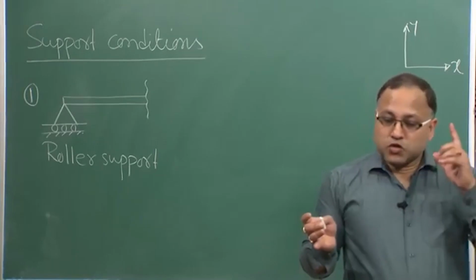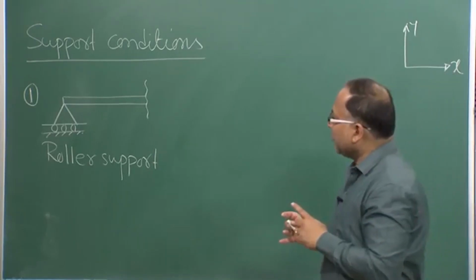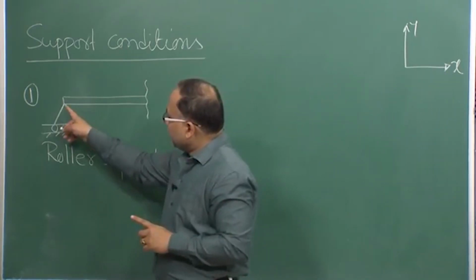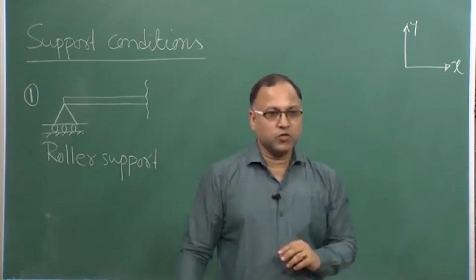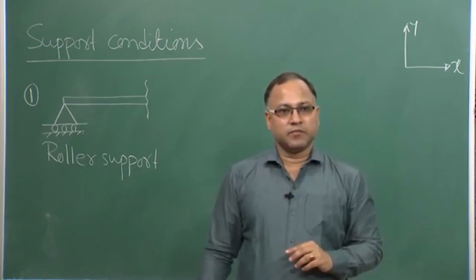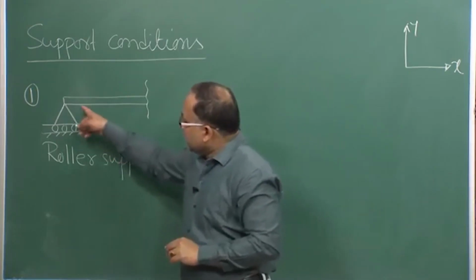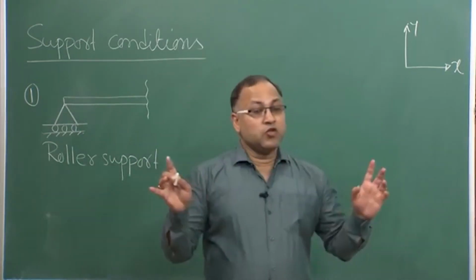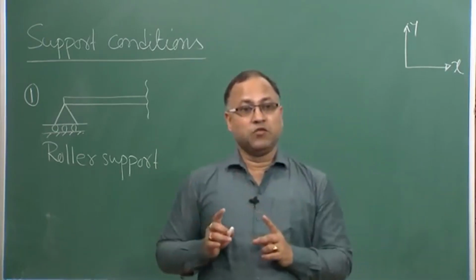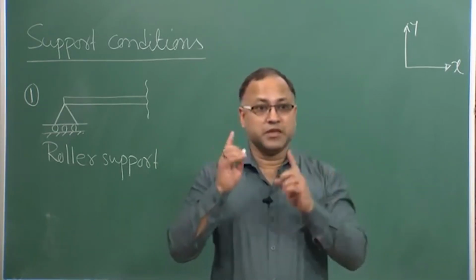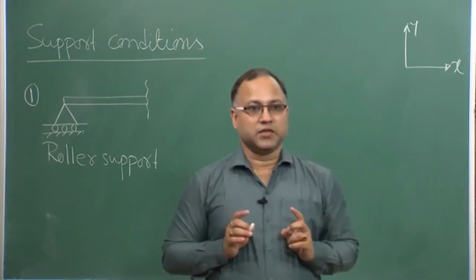So, what we can get from this support? Because this is allowing the horizontal movement, there is no horizontal reaction. It allows the rotation, so therefore, no moment reaction, but it does not allow the vertical movement. So, therefore, there must be some vertical reaction.